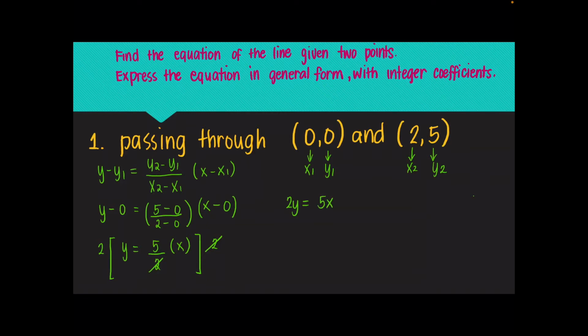And then we write the equation in general form, meaning it is equated to 0. So, I will have 5x minus 2y is equal to 0. So, I will transpose my 2y on the right side. So this will be my final answer.